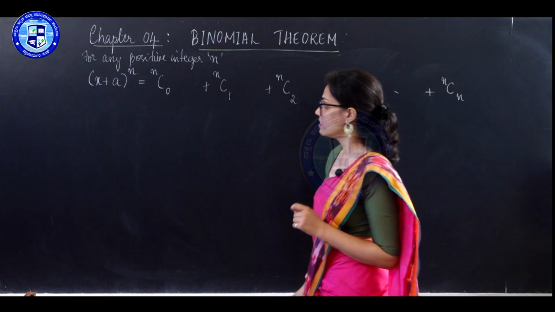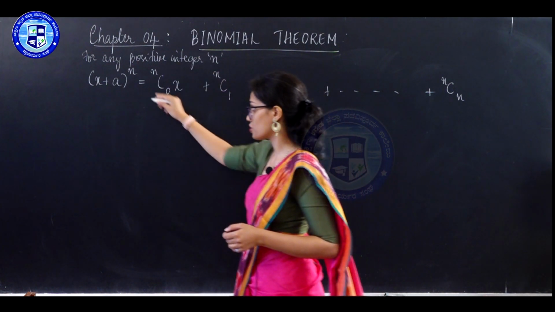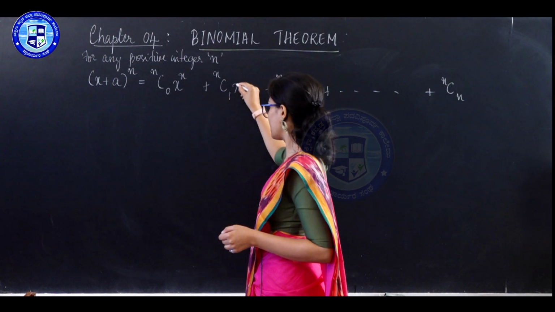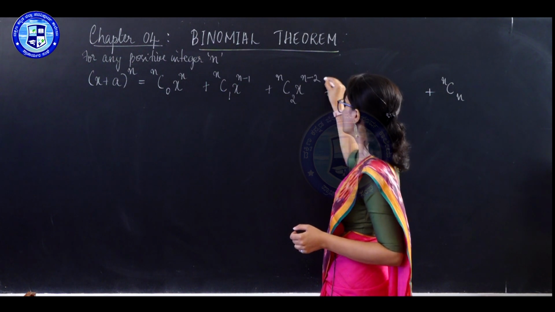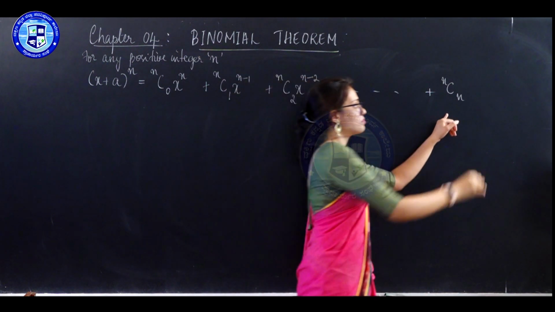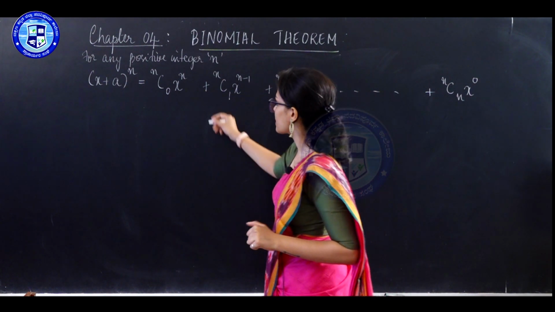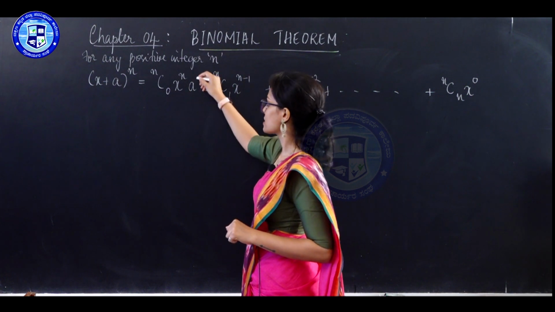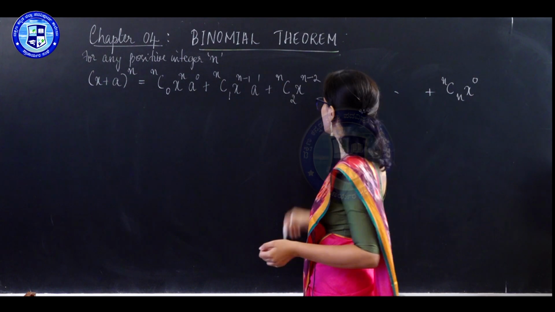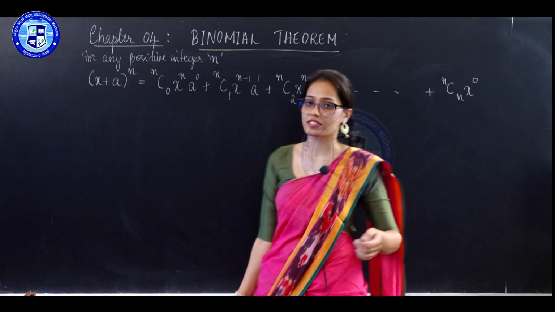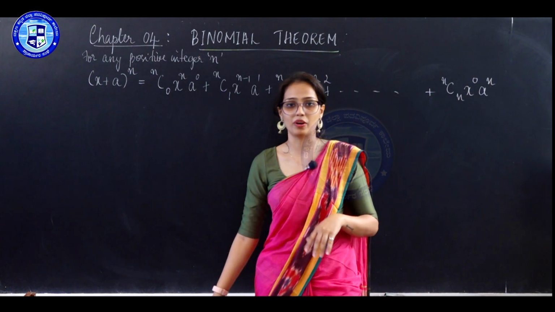Now let's write the x terms. Power of x decreases, correct? You start from n, next term will have n minus 1, n minus 2, and the last term it reaches up to 0. So this will have x to the power 0. Now let's write the a terms. First it starts with 0, increases each time. So we have a power 1, a power 2, etc. It reaches the maximum, that is a to the power n.